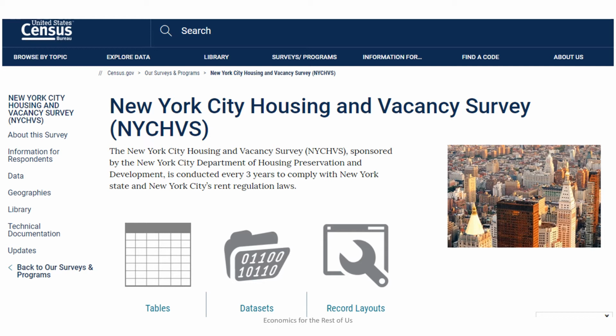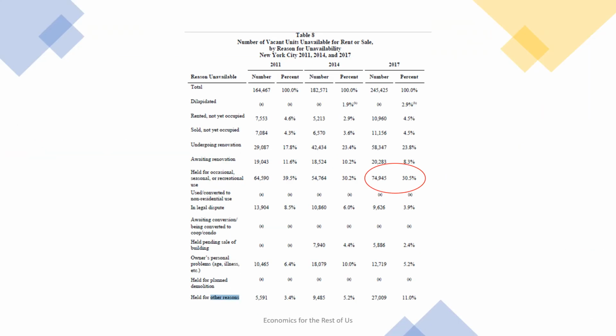In order to establish what the vacancy rate is, New York City contracted the Census Bureau to conduct a housing and vacancy survey once every 3 years. The last one was conducted in 2017. Table 8 tells us that 75,000 apartments are vacant because they are held for occasional use. Another 27,000 apartments are held vacant for other reasons. Since the choice of possible reasons is long, other reasons may mean that these apartments are held as investments.